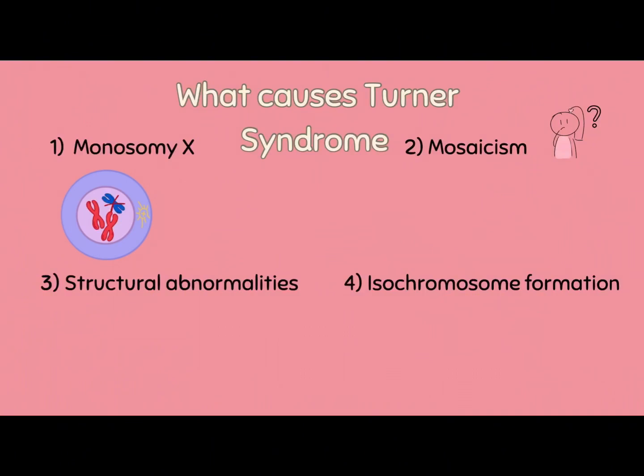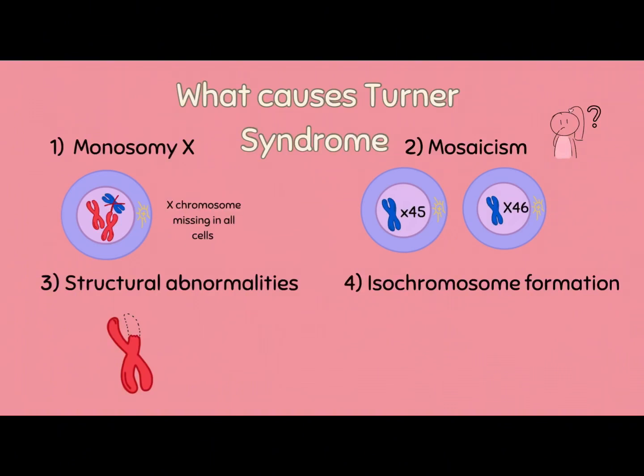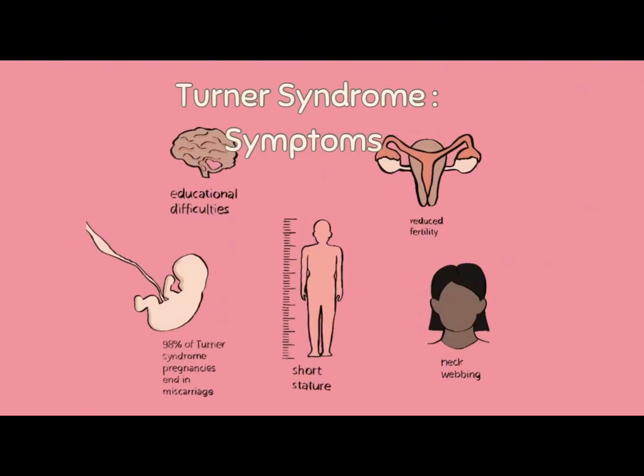This might occur due to an error in the formation of the sperm or egg. In mosaicism, some cells have 45 chromosomes, while others have the typical 46. This can happen after fertilization when cell division goes awry. There are also structural abnormalities of the X chromosome where part of the chromosome is missing. And finally, isochromosome formation, where one X chromosome contains identical arms, losing crucial genetic material. The symptoms of Turner syndrome vary, but often include short height, delayed puberty, a short neck, and infertility. These features may be present from birth or may become apparent during childhood or adolescence.